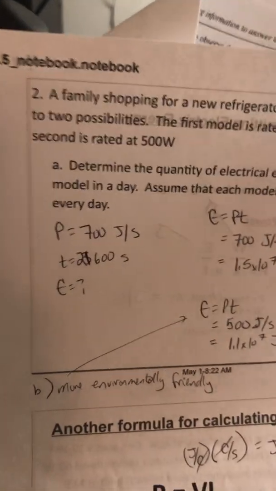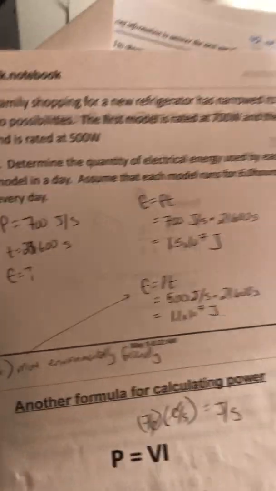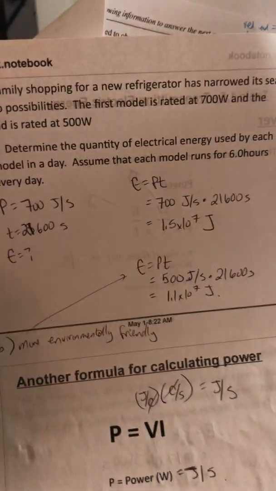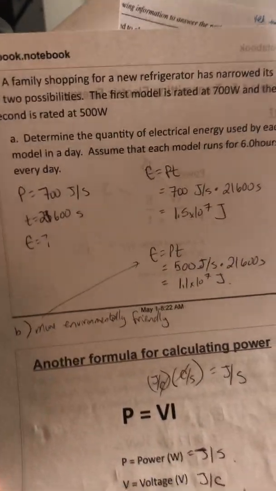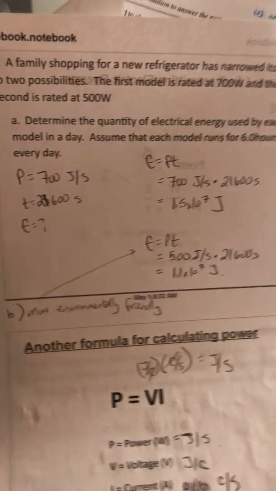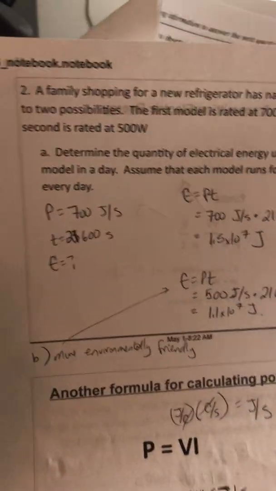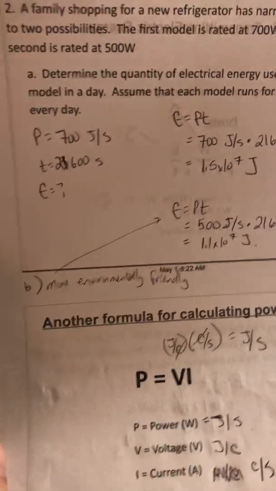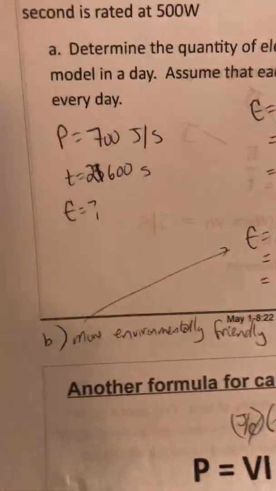Okay, so question number 2. Again, we're looking at a question where they're comparing refrigerators. One's at 700 watts and the other is at 500. For these questions, I'll show the answer and of course, pause the video at any time just to copy it down for yourself. So we're solving for energy.